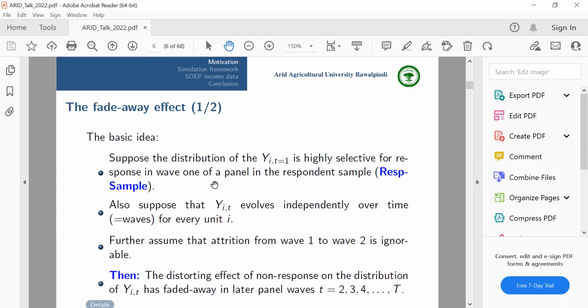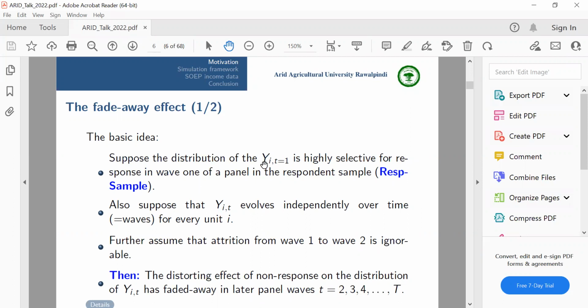Okay, and then those who participate in the first wave, like suppose we have a sample of 100 people, and out of these 100, only 70 people respond and participate. Then we will consider the responses of these 70 people in later waves of the panel survey. So we call that sample the respondent sample. The respondent sample consists of only the respondents, those who are interested in the survey.